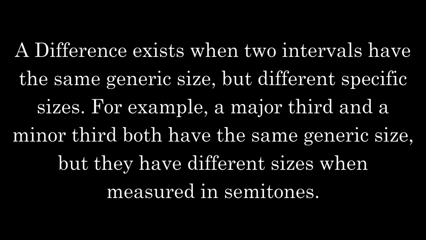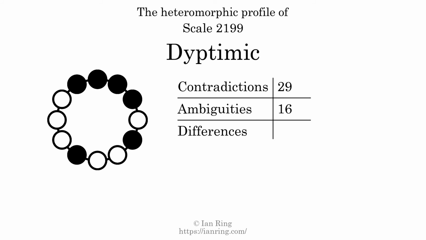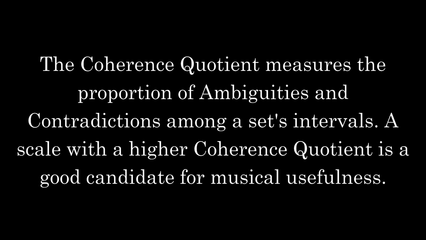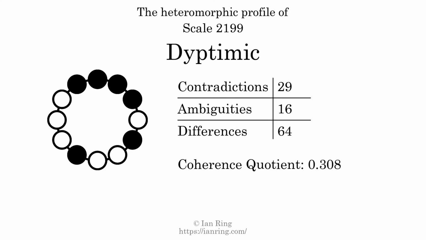A difference exists when 2 intervals have the same generic size, but different specific sizes. For example, a major third and a minor third both have the same generic size, but they have different sizes when measured in semitones. The number of differences in this scale is 64. The coherence quotient measures the proportion of ambiguities and contradictions among a set's intervals. A scale with a higher coherence quotient is a good candidate for musical usefulness. The coherence quotient is 0.308.